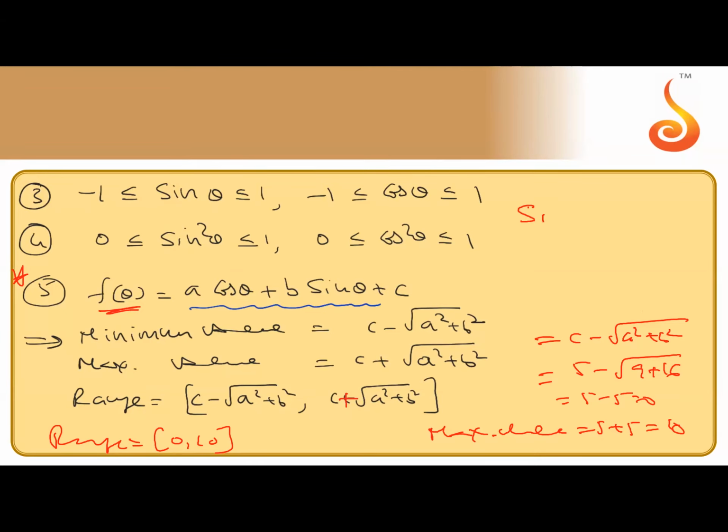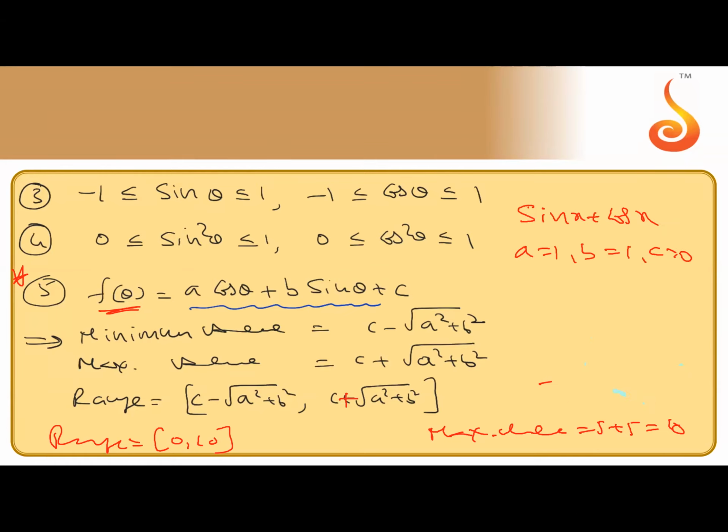Suppose they give sin x plus cos x. So here a is 1, b is 1, c is 0. Now tell the minimum value and maximum value. What is the maximum value? What is the minimum value? A is 1, b is 1, c is 0.